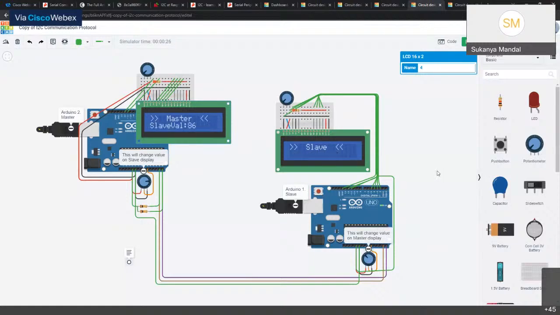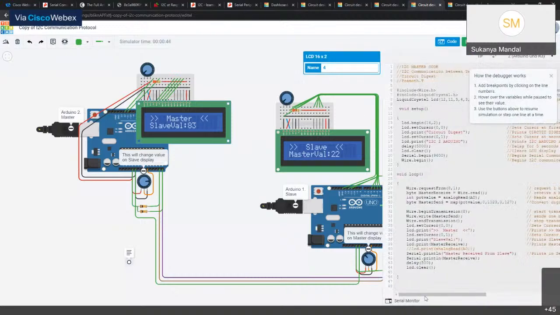This is a typical example of two-way I2C communications. As we saw, I2C is capable of full duplex mode of communications, and this is a typical example of full duplex communications. Okay, so you get a fair idea of what's happening here.